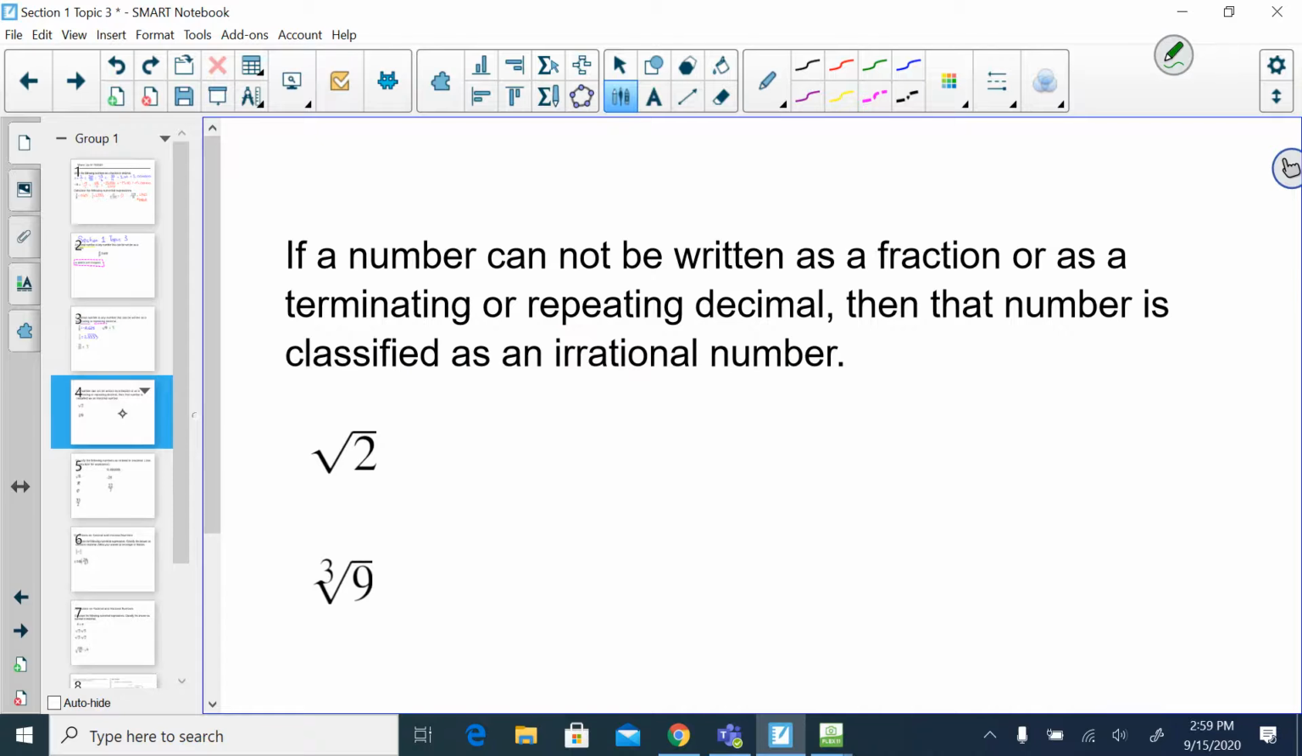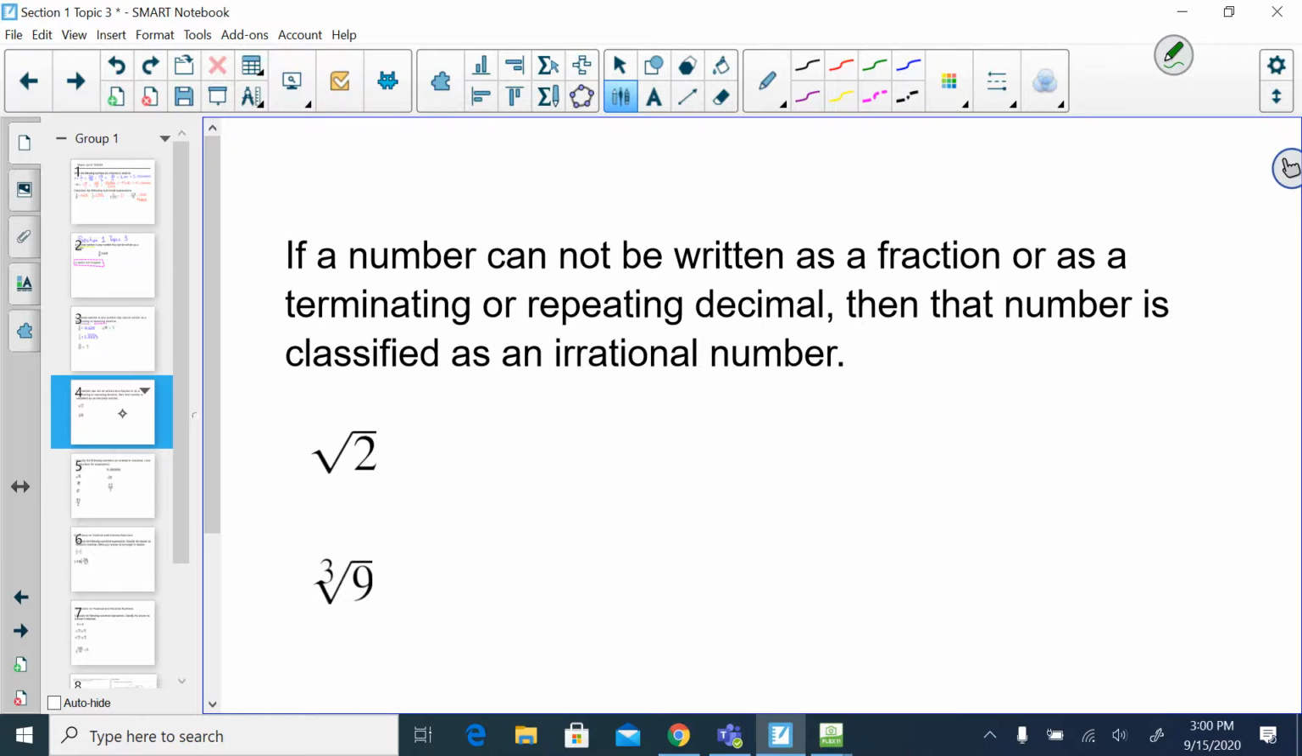If a number cannot be written as a fraction or as a terminating or repeating decimal, then that number is classified as an irrational number. Okay? Irrational. So if you have a calculator and I asked you to do the square root of 2, what would you get for that?